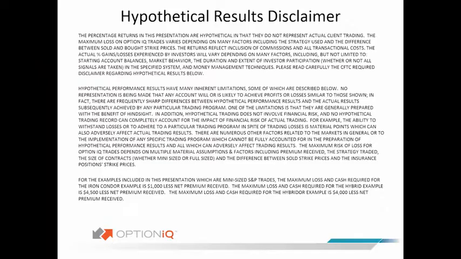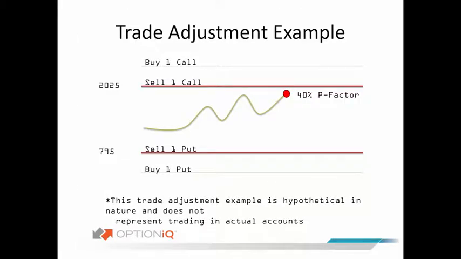Let me explain. Before I do that, just a standard hypothetical results disclaimer. What I'm about to show you is considered to be hypothetical in nature. So I'm just using a hypothetical example to explain the concept of trade adjusting or repairing a trade. So here's an example of a trade.